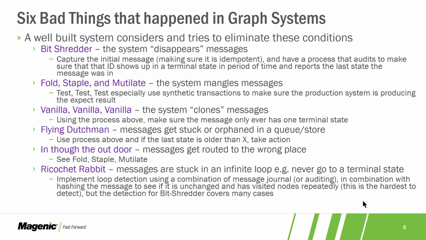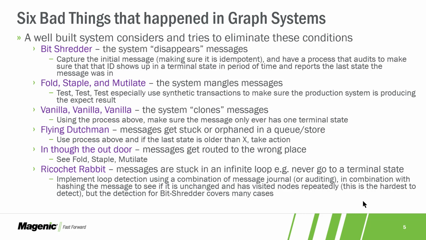We said technically finite state machines are allowed to have self-referencing steps. That is, 4 can go to 4. But that can result in messages getting stuck in our workflow in an infinite loop, something we call a ricochet rabbit. In routing systems, obviously, there's no self-referential possibility, but there is if we pass through a bunch of steps.